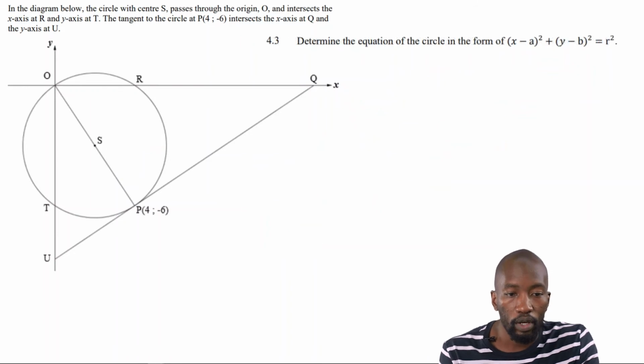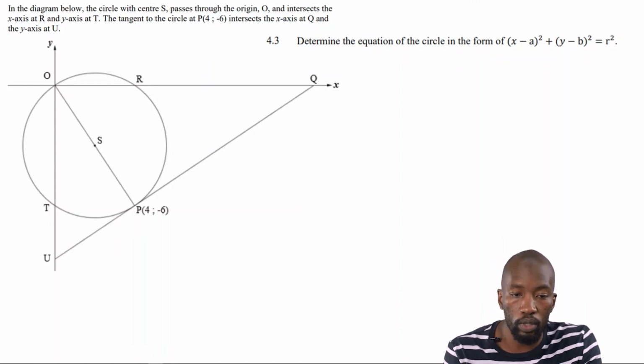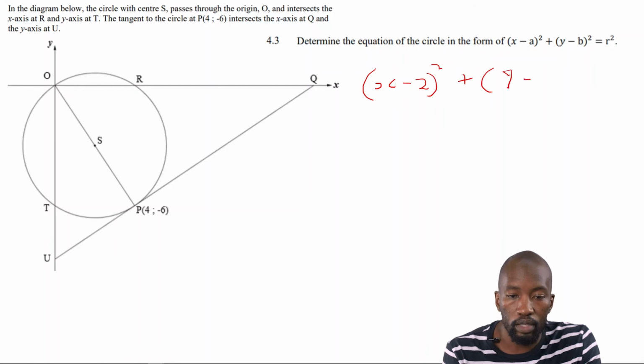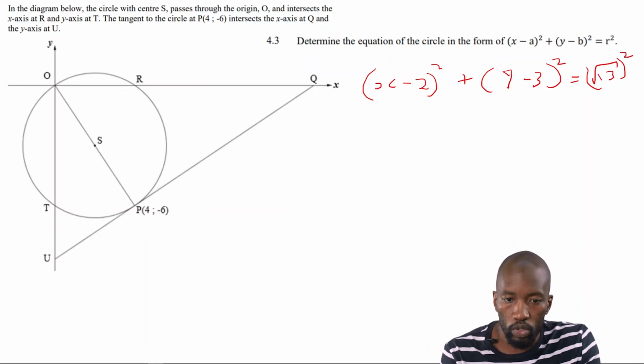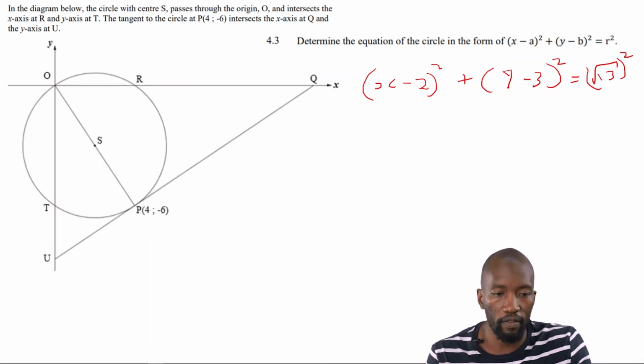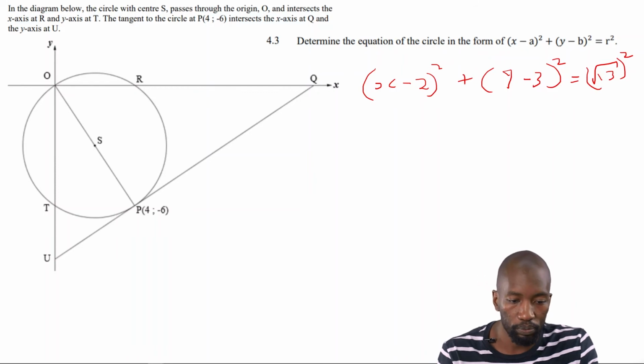Now moving along. Determine the equation of the circle in the form (x minus a) squared plus (y minus b) squared is equal to r squared. That's going to be quite easy because we do have the coordinates of the center. So we know that this is just going to be (x minus 2) squared plus (y plus 3) squared. This is equal to what? The square root of 13, and this has to be squared as well. There you have it. That is the equation of the circle.